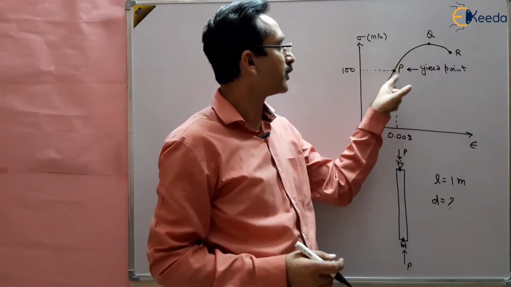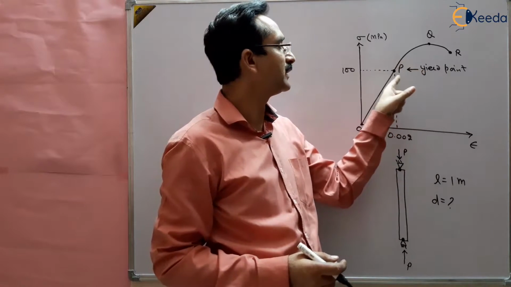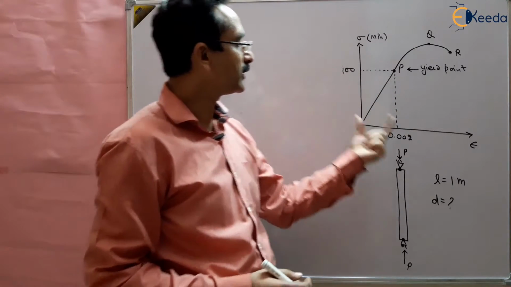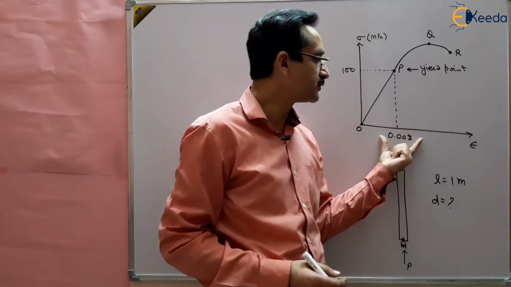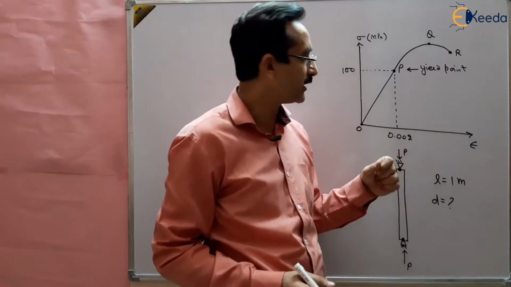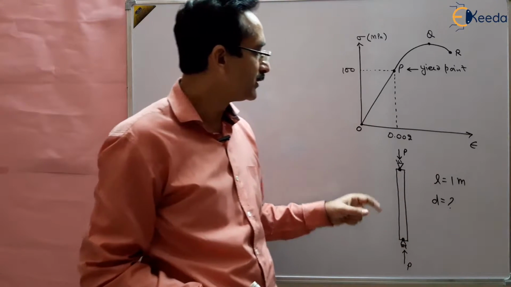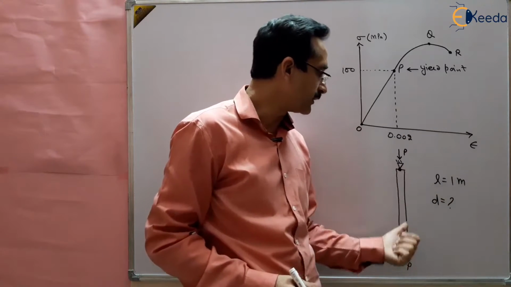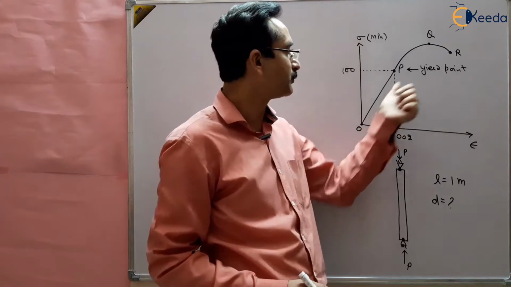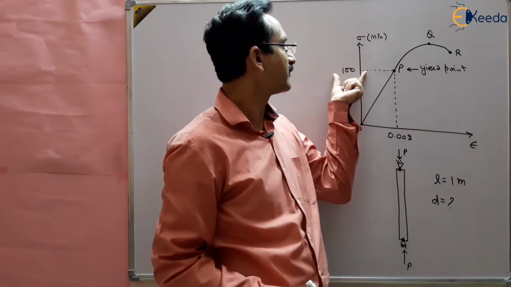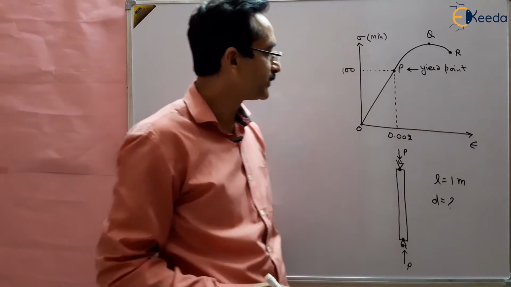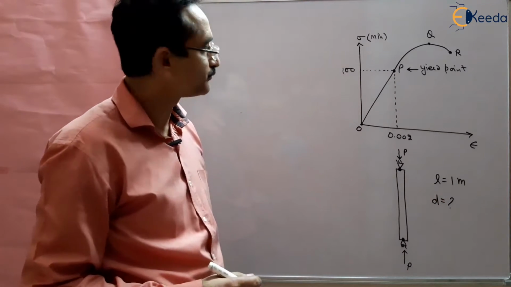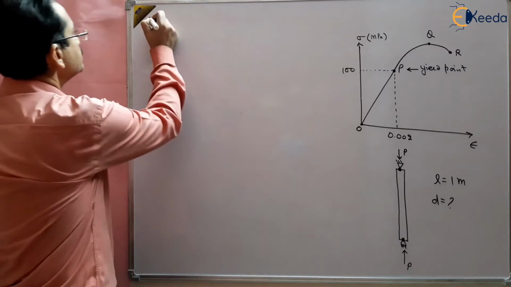So this is our important point. We have to apply the load till this stress of 100 megapascal is achieved, or till this strain 0.002 is achieved, right? We have to find out the diameter so that the safe load is applied up to the yield point, which is at 100 megapascal stress. So this is our question. We have to find out the diameter of the column. So how to do this question?